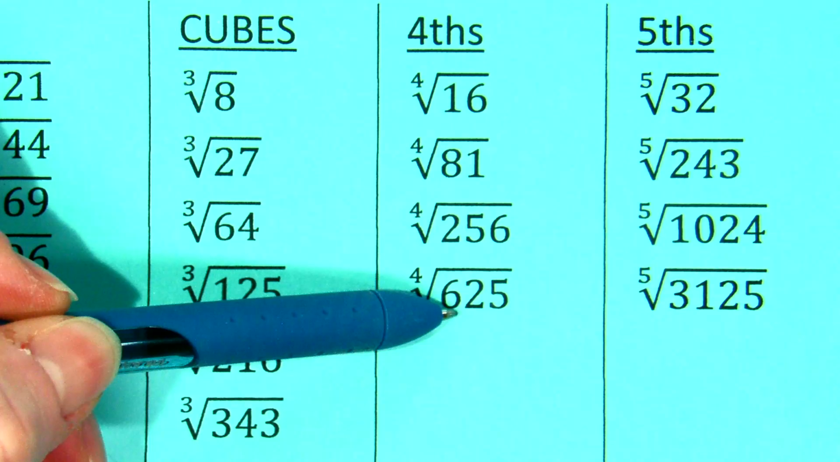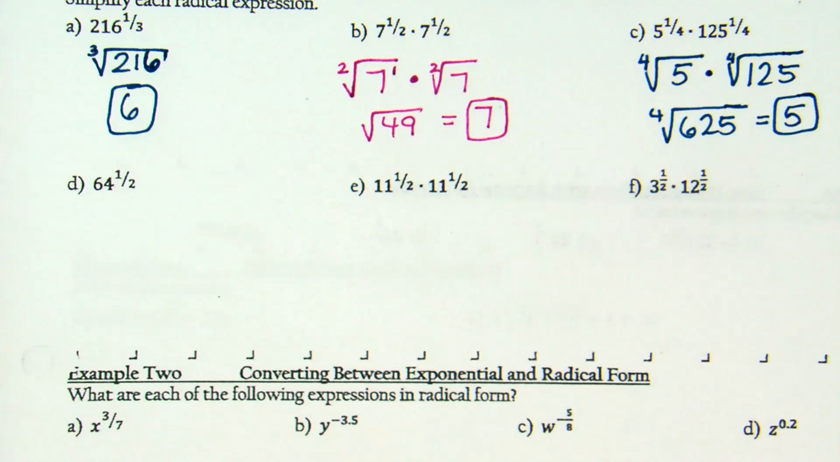D, 64 to the 1/2 power. Okay, what goes under my radical? And that, of course, is 64. What type of root is this? Denominator of 2 is my index, making this a square root. And hopefully you can do this one without the blue paper or calculator. What is the square root of 64? 8.